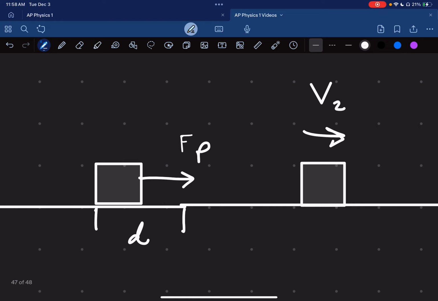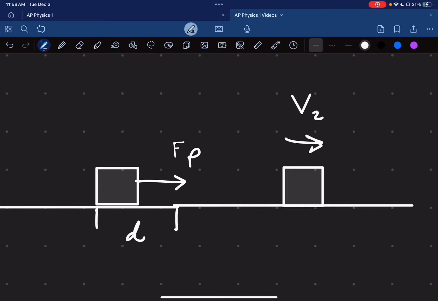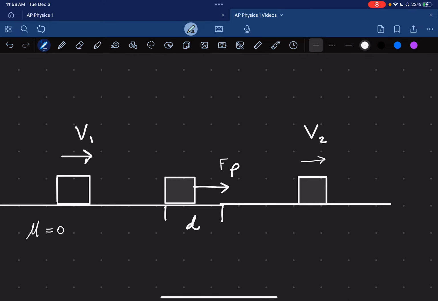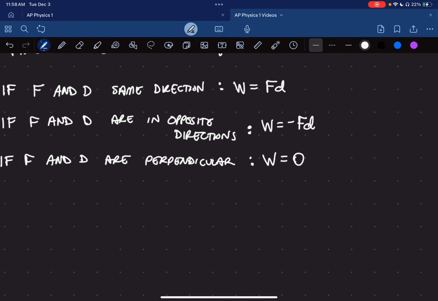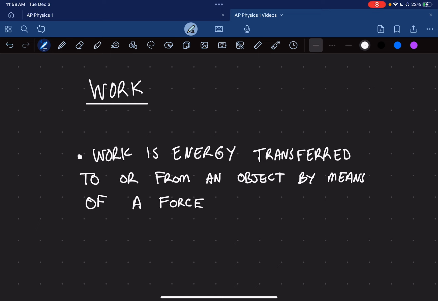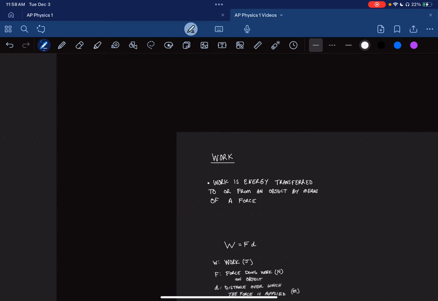After I give it a good push over a distance d, it will keep moving with some new speed, v2. So we have done work on the block. We have added energy to it, which goes back to our definition: work is energy transferred to or from an object by means of a force. If there was friction, that would be like taking energy out of the object.